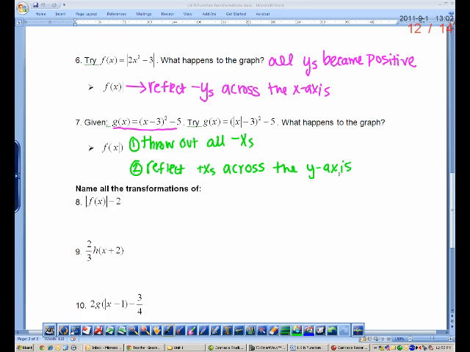Let's practice explaining the transformations. Look at number 8. Now, our original function is f of x, just a random f of x. And we are asked to name all the transformations of the absolute value of f of x minus 2. Okay? When you're listing transformations and when you're graphing, you always want to start closest in to the x and work your way out.